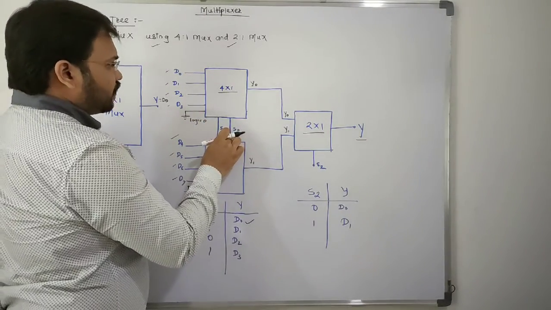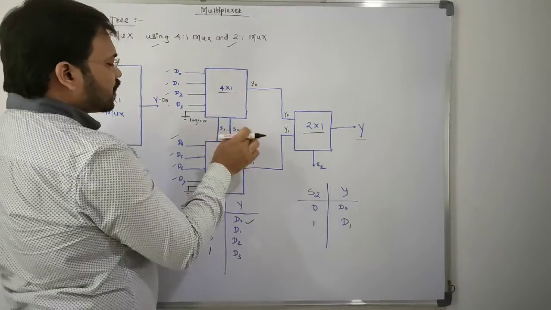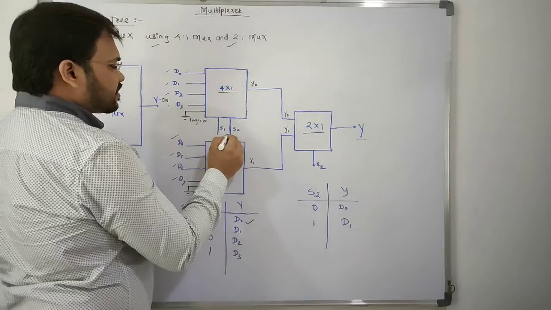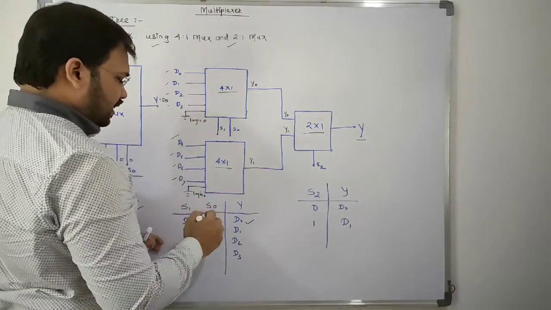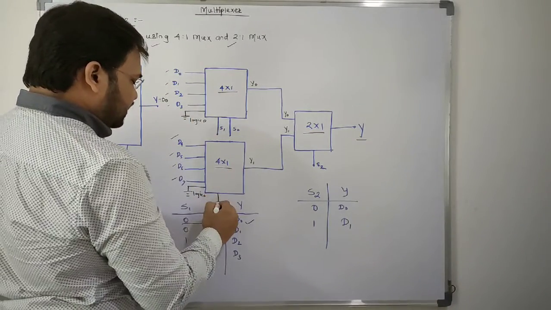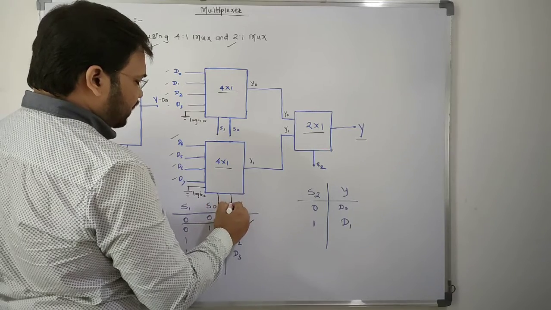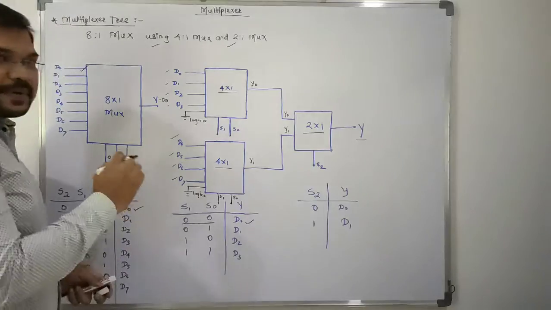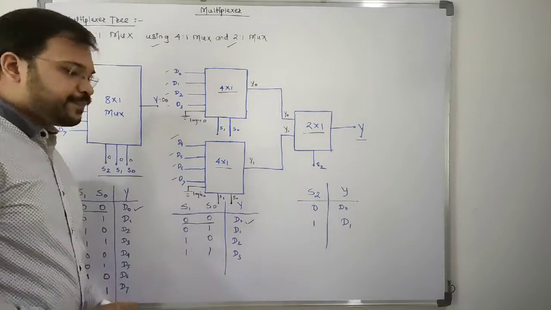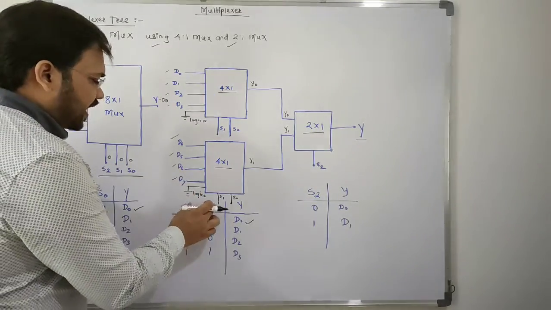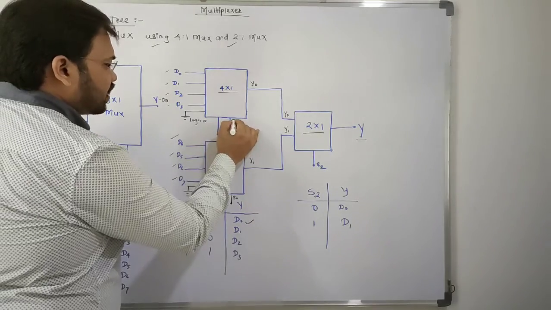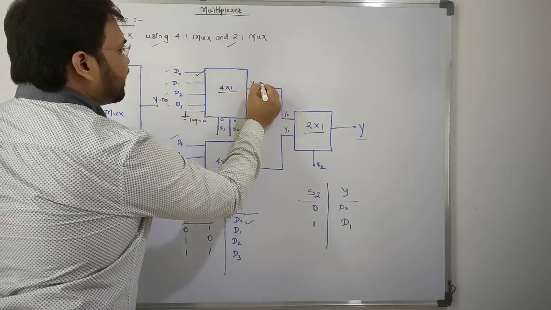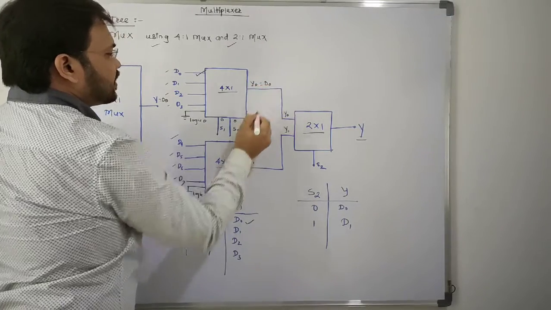If you draw this separately, this is your S1 and S0 for the first, and this is the second, S0 and S1. We can draw it separately. So here the first value is 0 0, so D0 is selected and the value of Y0 is D0.